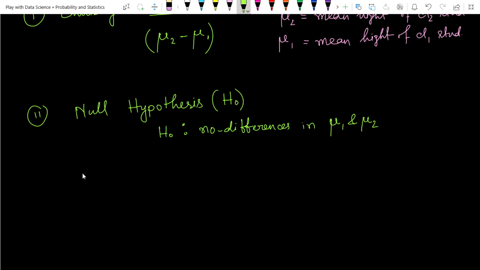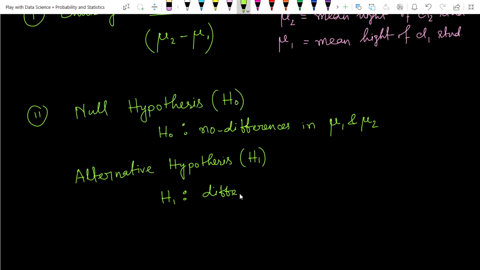The other hypothesis is called the alternative hypothesis, denoted H1. It is the opposite of the null hypothesis: the null says there are no differences, and the alternative says there is a difference between mu1 and mu2. So the first hypothesis means no differences, and the alternative means there are some differences.